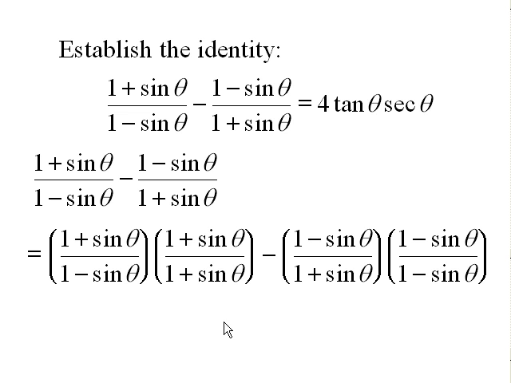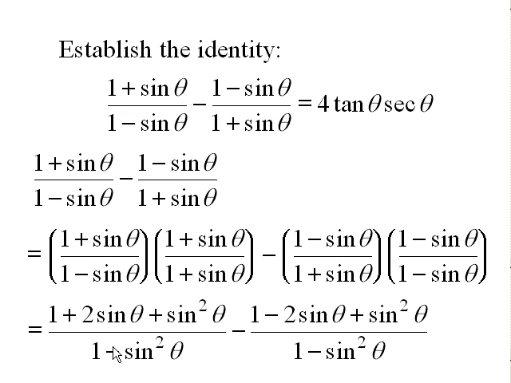So multiplying this stuff out, 1 plus sine theta times 1 plus sine theta, just square that binomial, 1 plus 2 sine theta plus sine squared theta. On the bottom, 1 minus sine theta times 1 plus sine theta is a factored difference of squares, so those multiply together to give 1 minus sine squared theta. Same thing on the bottom of the second term, and on top I'm subtracting away 1 minus sine theta squared, and that's what the numerator is here, 1 minus 2 sine theta plus sine squared theta.